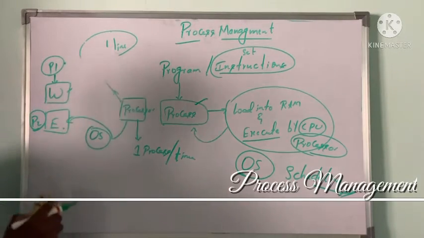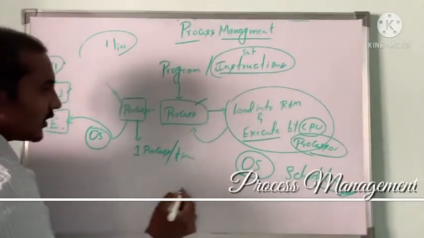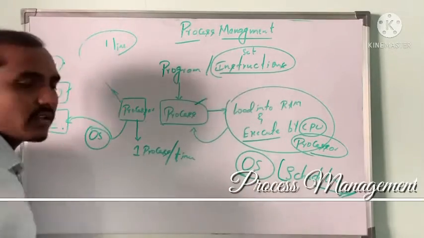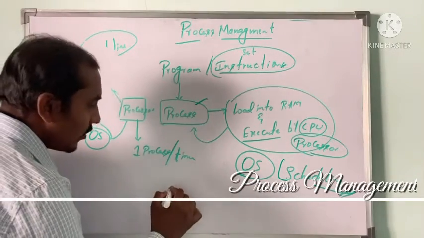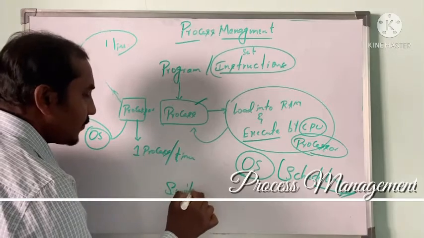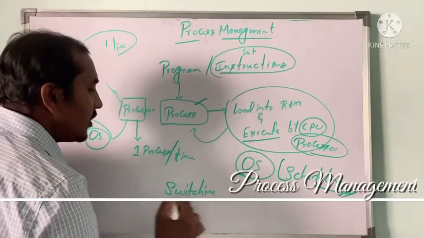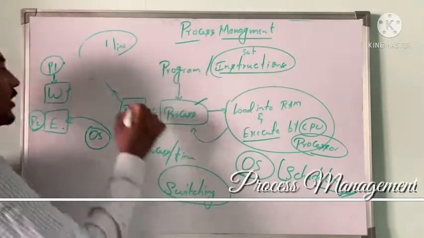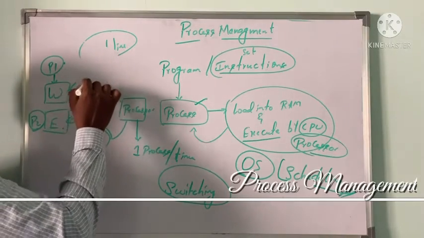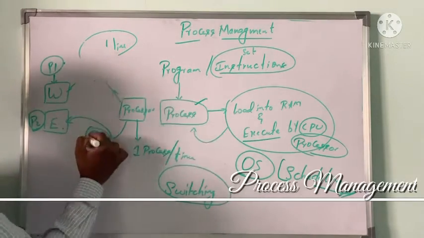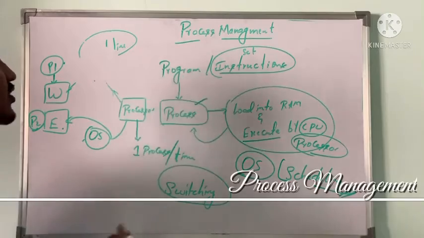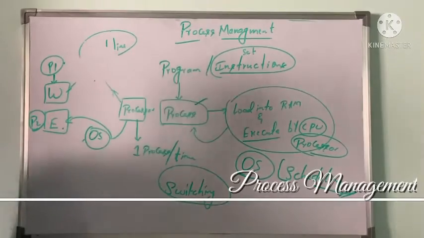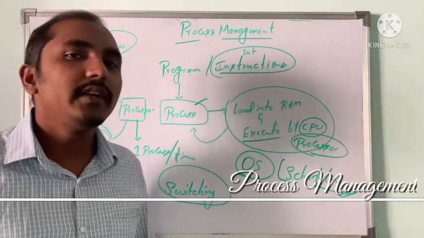This type of processing is scheduling as well as switching. Switching is nothing but selecting one process and switching from it to the other process, changing to the other process. These two things will be taken care of by your operating system.